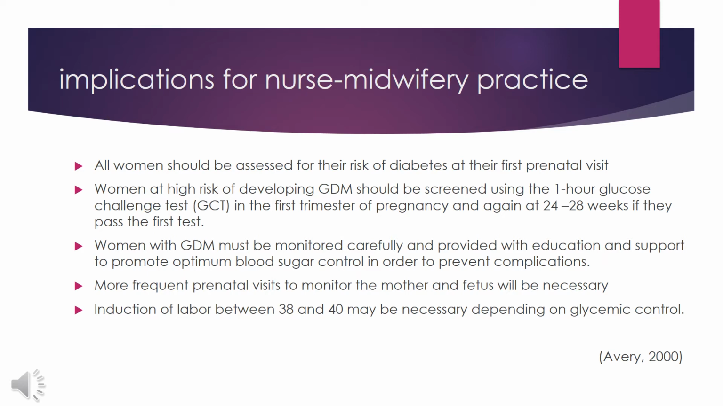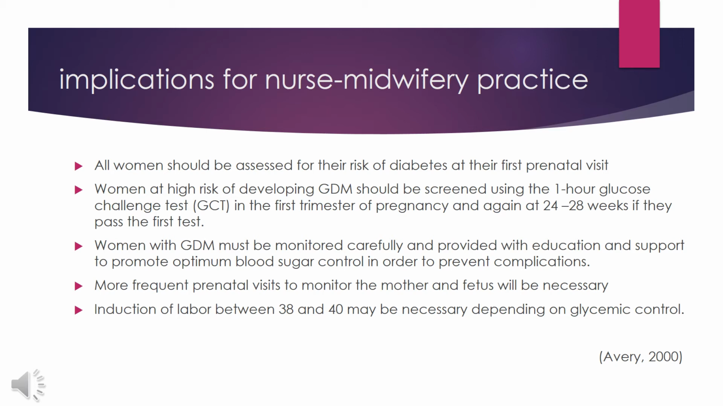Implications for nurse midwifery practice continued. All women should be assessed for their risk of diabetes at their first prenatal visit. Women at high risk for developing gestational diabetes should be screened using the 1-hour glucose challenge test in the first trimester, and then again at 24 to 28 weeks if they pass the first test.